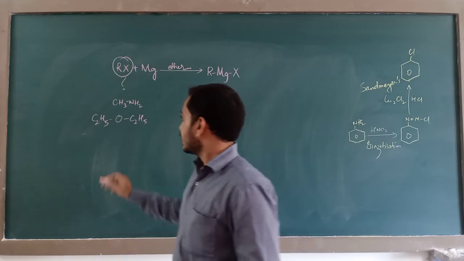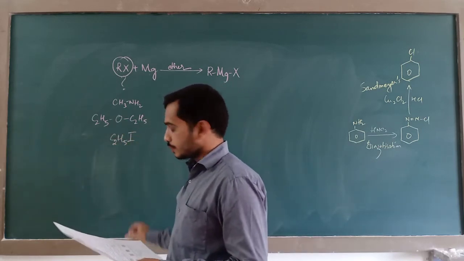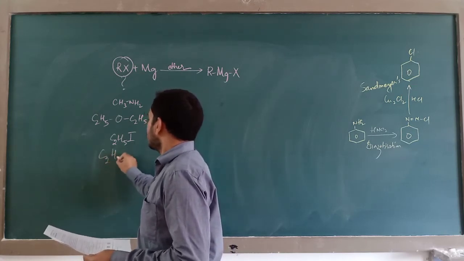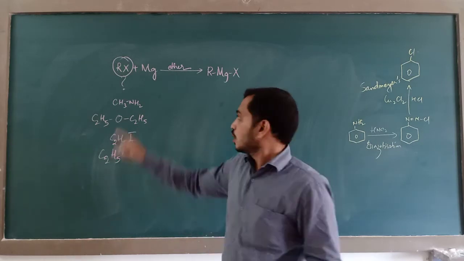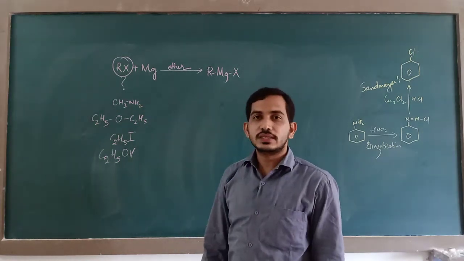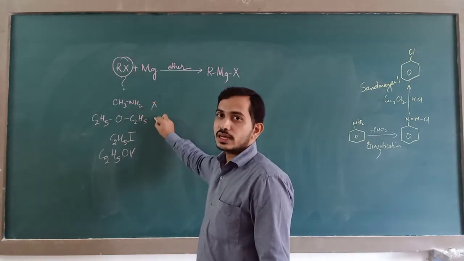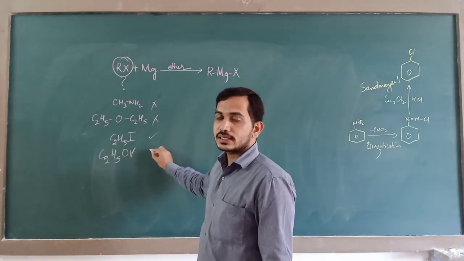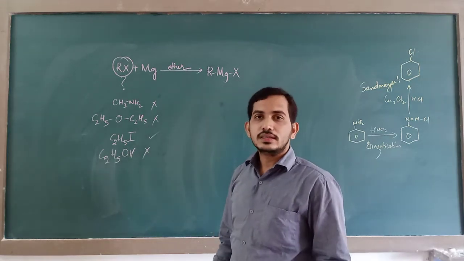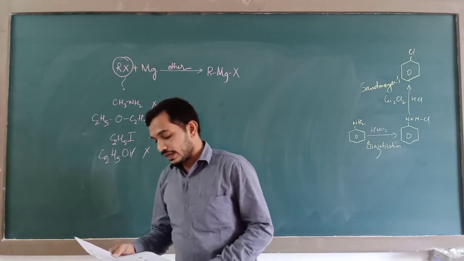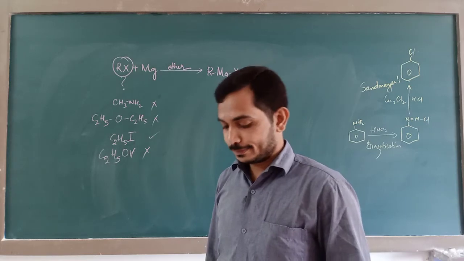Then the third is ethyl iodide, C2H5I. And the fourth option is C2H5OH, ethyl alcohol. You need an alkyl halide. Find out among the 4 which one is an alkyl halide. That becomes your correct answer. This is an amine, no. These are ethers, no. This is alkyl halide, yes. This is an alcohol, so wrong. The correct option is C. Whenever ethyl iodide reacts with magnesium, you are likely to get a Grignard reagent.